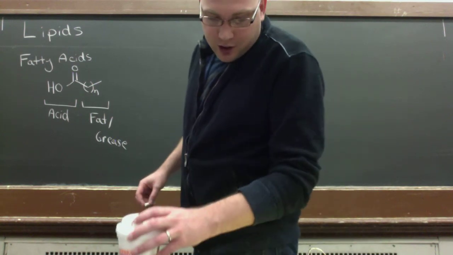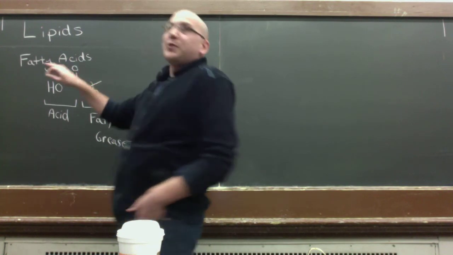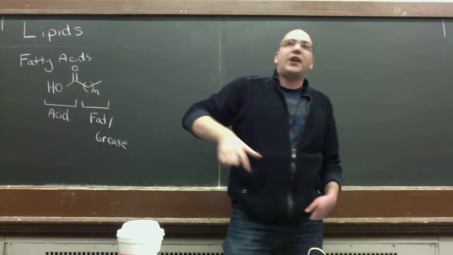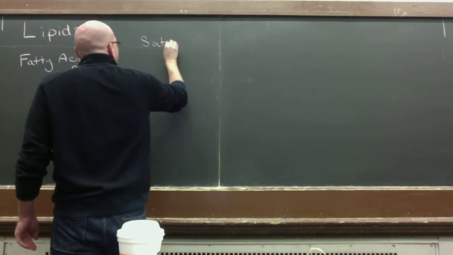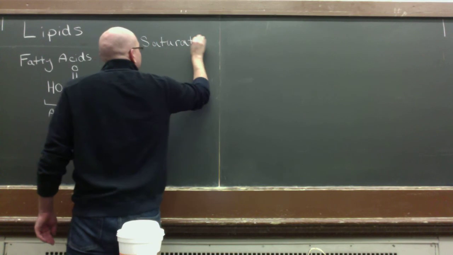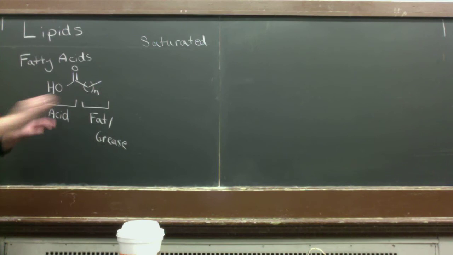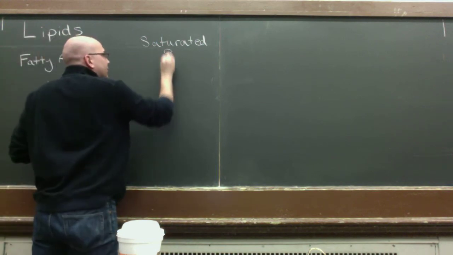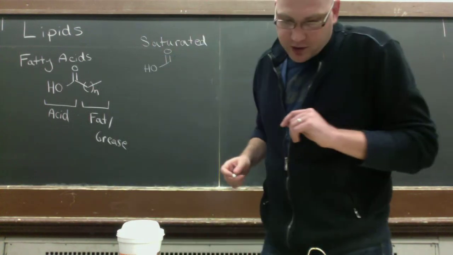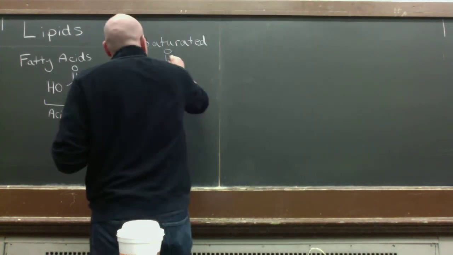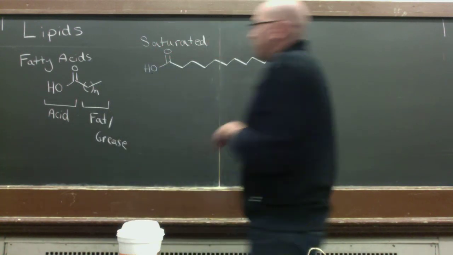For example, one of the fully saturated versions of these, if you remember, saturation means all hydrocarbons, right? A saturated fatty acid would be just like I've shown you here. A molecule such as lauric acid, which has 12 carbons total, right? 1, 2, 3, 4, 5, 6, 7, 8, 9, 10, 11, 12, right? So this would be lauric acid.